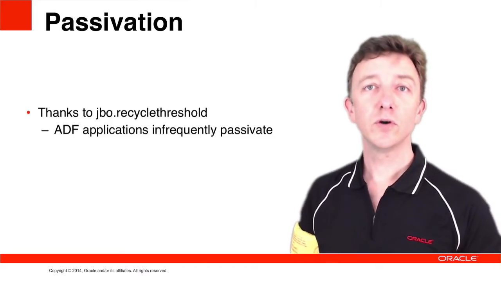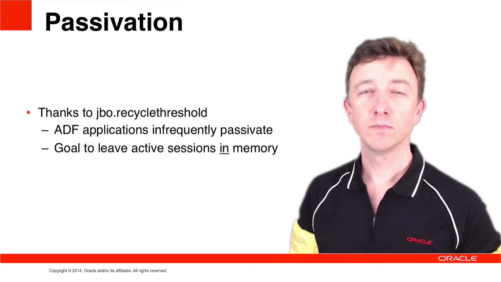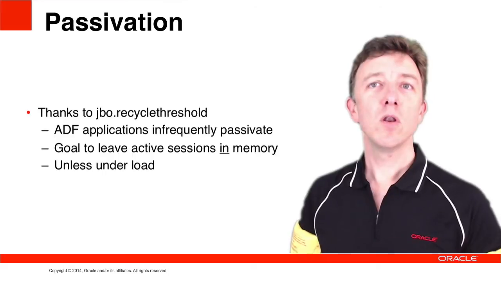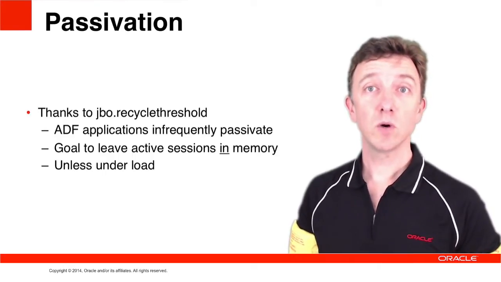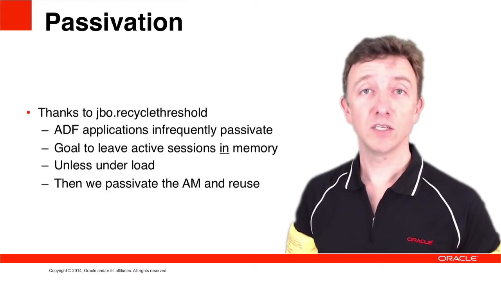Ultimately, for user throughput, we want to keep all the active application modules in memory. Of course, if the system is under load, we have no available application modules in our pool, and our referenced application modules have hit the recycle threshold, and in this case, passivation will occur.